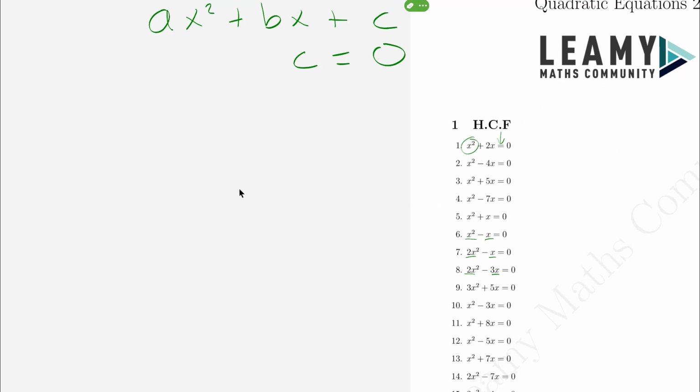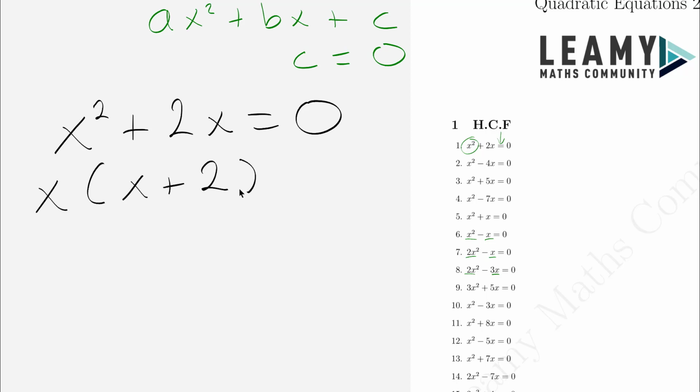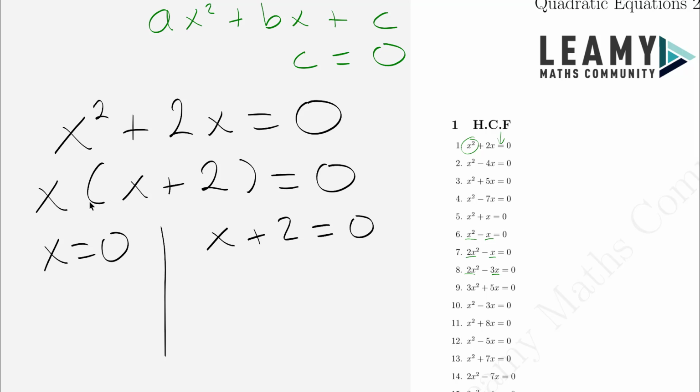For example, if I do the first one here, x squared plus 2x is equal to 0, I use the highest common factor. So my highest common factor in this case would be x, bracket x plus 2, is equal to 0. And now we use the same logic as previously. If this x multiplied by this x plus 2 is 0, that is only possible if either x is 0 or else if x plus 2 is 0. And in this case, x is 0 is one solution, and my other solution will be x is equal to minus 2.